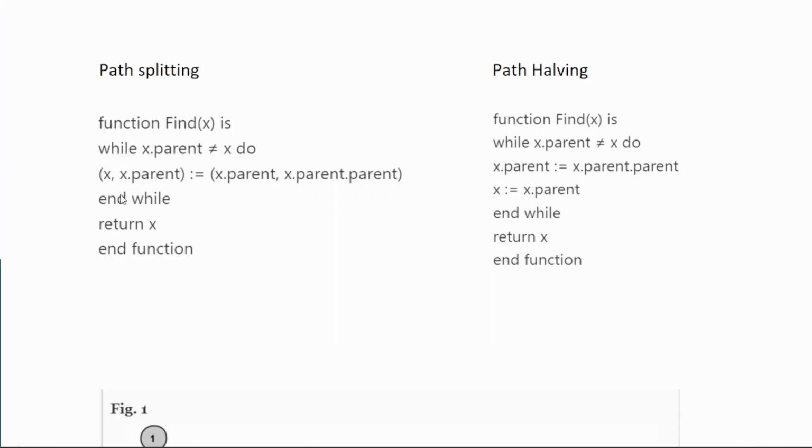The difference between the two exists on this line, right? So immediately over here, x becomes x parent, x becomes x grandparent, whereas here, x parent first becomes x grandparent, and x then also becomes x grandparent.